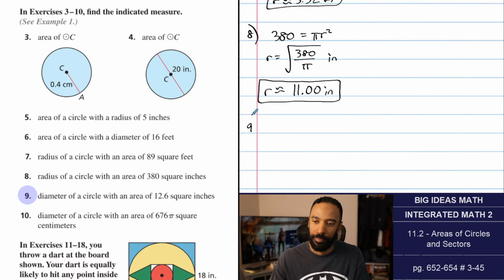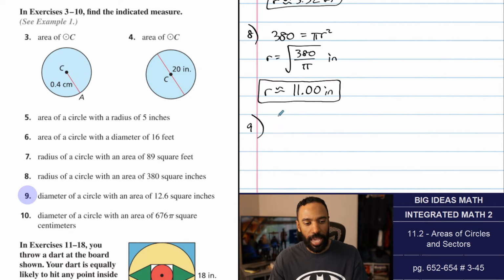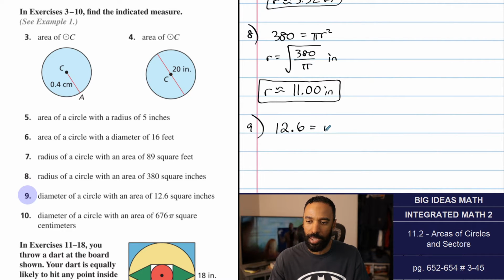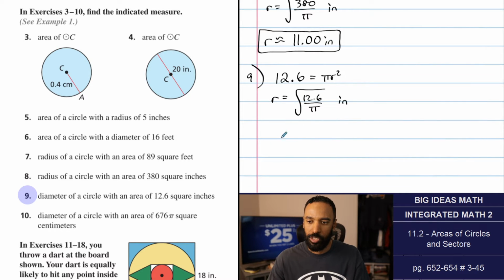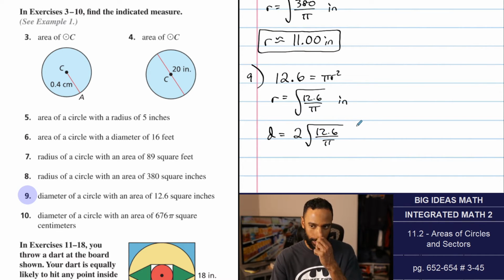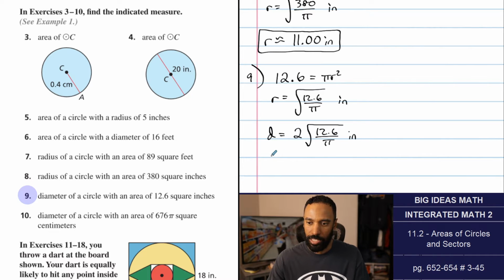Number 9. The diameter. Let's find the diameter of a circle with an area of 12.6 square inches. So we're still going to use the area equals pi r squared bit. We'll find the radius as, once again, square root of this number over pi. That's in inches. And then the diameter is double that. So diameter is 2 radii, 2 times the length of a radius, I should say. So 2 times square root of 12.6 over pi inches. That's an exact. So let's go ahead and round that.